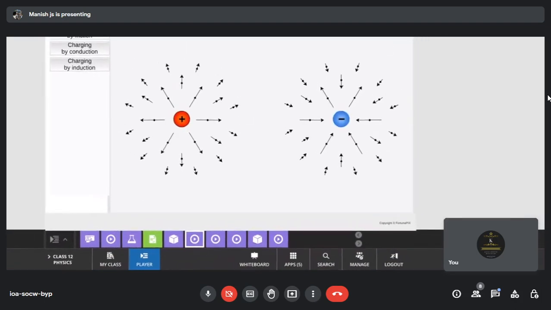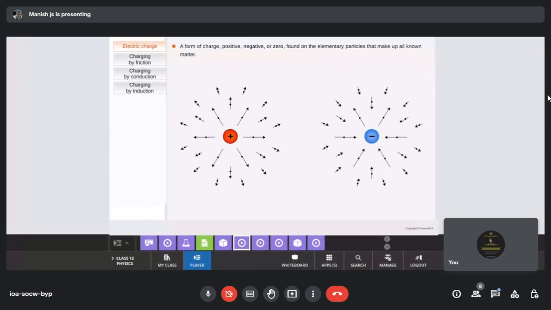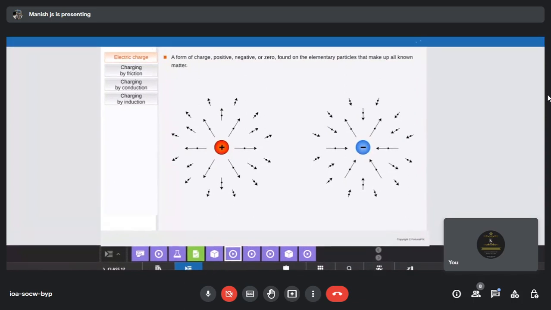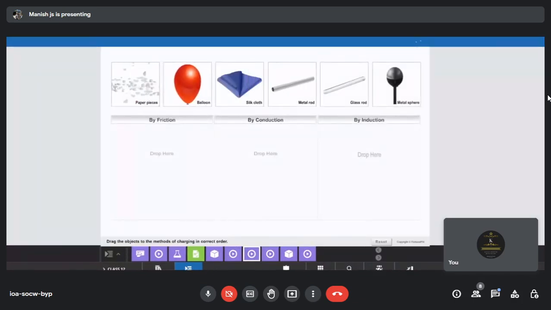So electric charges. We are looking at how positively charged species are represented. You can see the electric lines of force are moving apart from each other. So this is how we represent them. But for negative charges, you can see they are moving towards them. Electric field lines would move towards them. Okay, so this is how we represent it. Moving on to the next one.